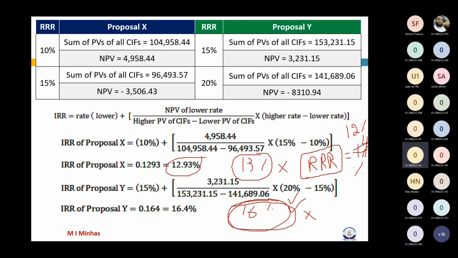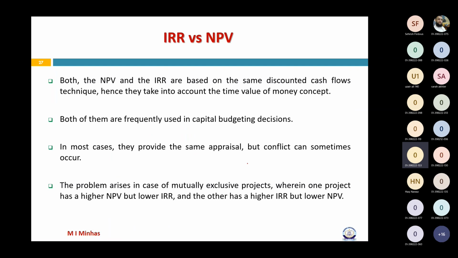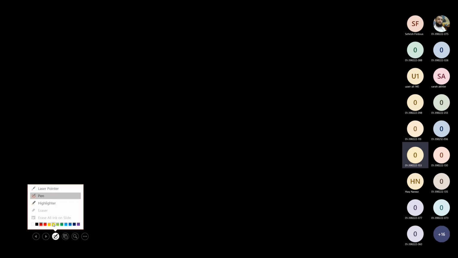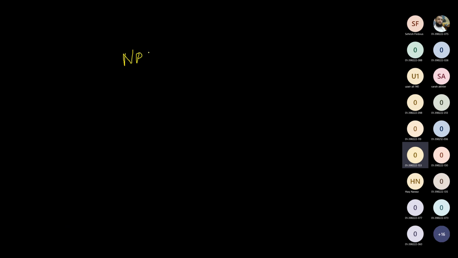Now there's some more discussion that is not part of your syllabus, but you should know a little bit about it. If you couldn't understand it, that's fine, but the bottom line you should remember is IRR versus NPV. Most of the time, the result that we get from NPV, we get the same result from IRR. Do you remember an example in which, according to NPV, proposal X was being recommended, and according to PI, proposal Y was a better choice? Yes, sir. NPV was saying that X is better, but PI was saying that Y is better, right?